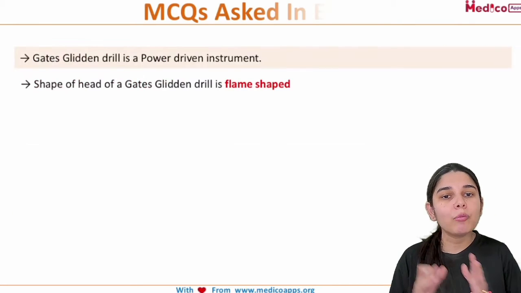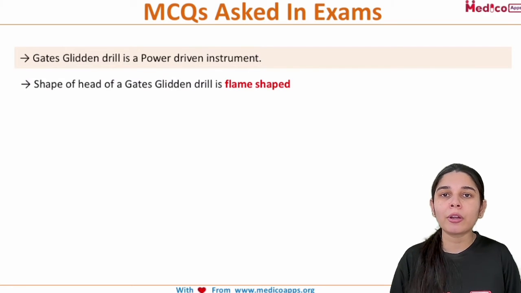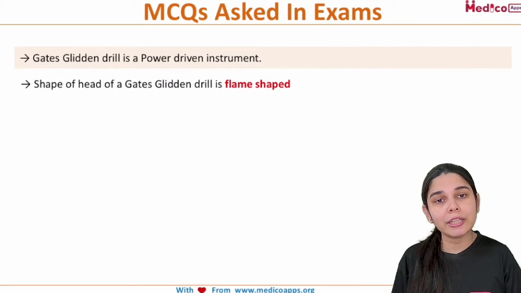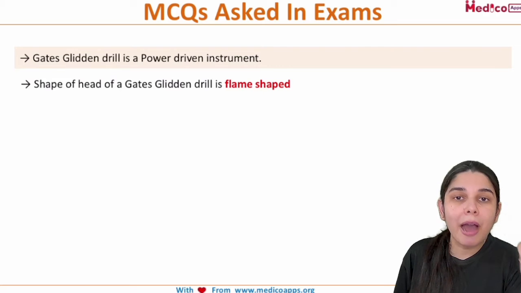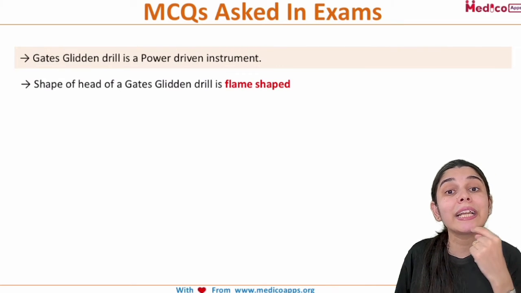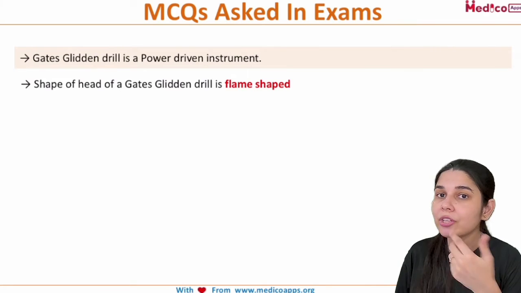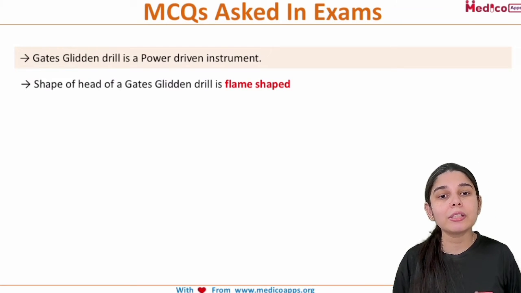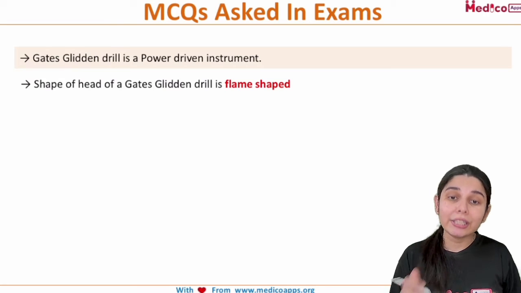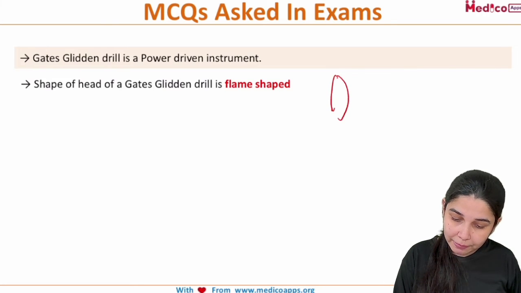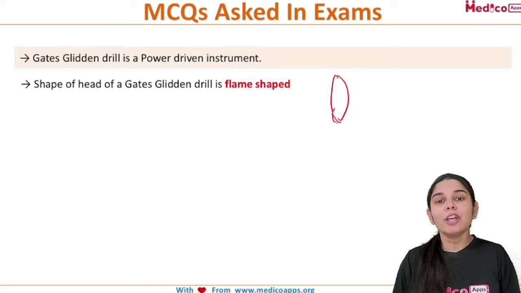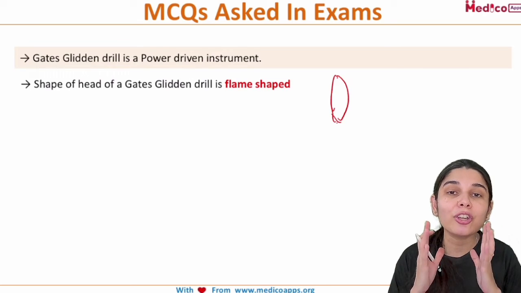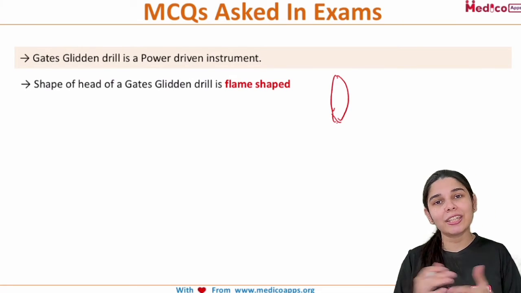Along with that, I want to also discuss 2 more important points which are asked in the MCQ. Firstly, it's power driven. Power driven means it's an electrically driven instrument, which I have already discussed. And secondly, the second MCQ which is framed is that the shape of the head of the Gates Glidden drill is flame shaped. This is how it appears. So this is the answer for your MCQ on Gates Glidden drill.